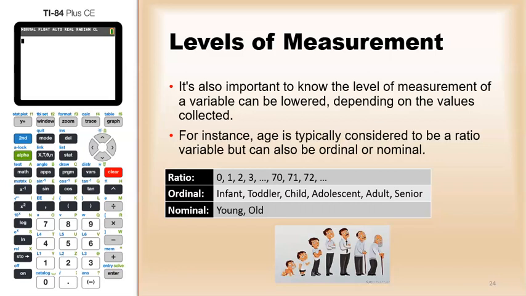But if we're asking a question, we can turn it into an ordinal variable by classifying what age they are, like infant, toddler, child, adolescent, adult, senior. Or we can break it into age categories. Are you 20 to 29, 30 to 39, 40 to 49, and so forth. Nominal would be something like young, old, where there really isn't a ranking. If you just have two categories, you can't really rank them. That would be an example of nominal.